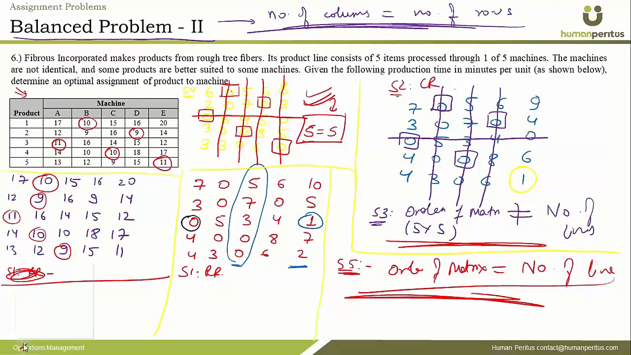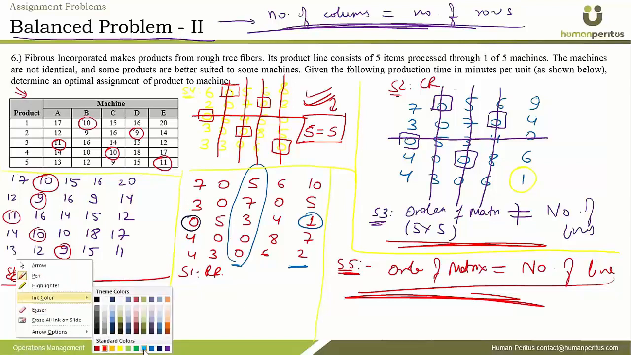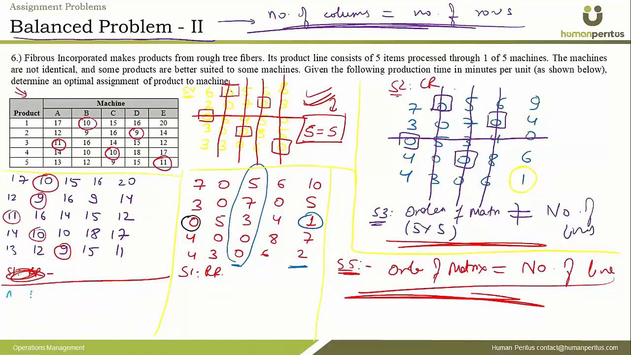So the time it takes, what will be our answer? Product 1 will take 10 hours on machine B, plus product 2 will take 9 hours on machine B. Product 3 will take 11 hours on machine A. Product 4 will take 10 hours, and then product 5 will take 11. So this is the answer, which is 19, 30, 40, 51 hours. This is the minimum time that this project will take.